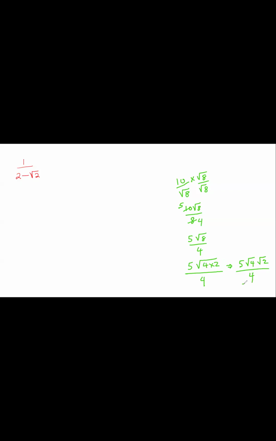Then root of 4 is 2. So it means you have 5 times 2 root of 2 out of 4. By 2, 1, by 2, 2. And then you end up with 5 root 2 out of 2.